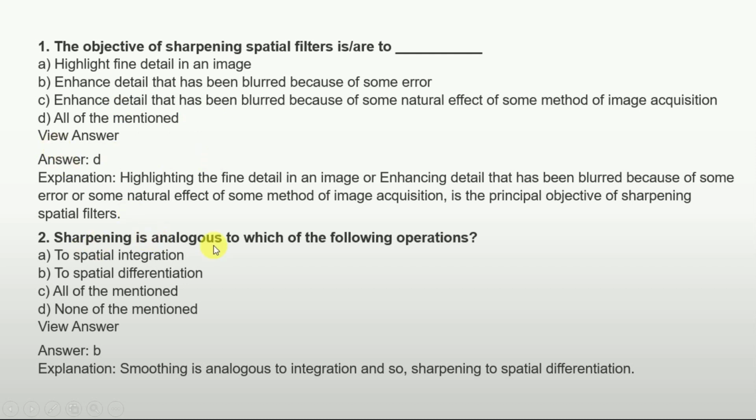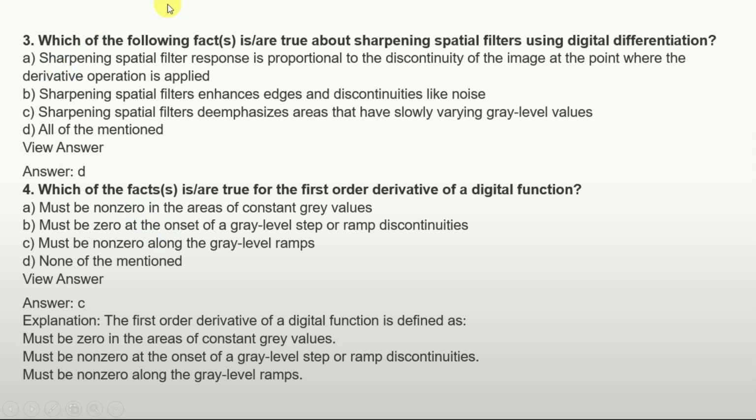Sharpening is analogous to which of the following operations? Spatial integration, spatial differentiation, all of the mentioned, none of the mentioned. So the answer is spatial differentiation. Smoothing is analogous to integration, and so sharpening to spatial differentiation. And which of the following facts are true about sharpening spatial filter using digital differentiation? So options are given and the right answer is option D, that is all the mentioned.